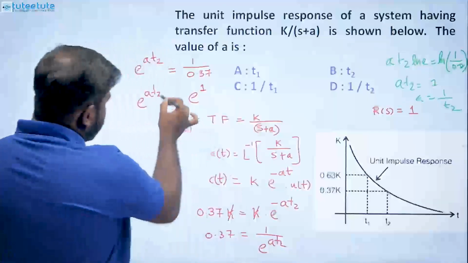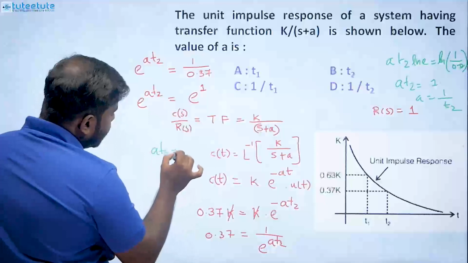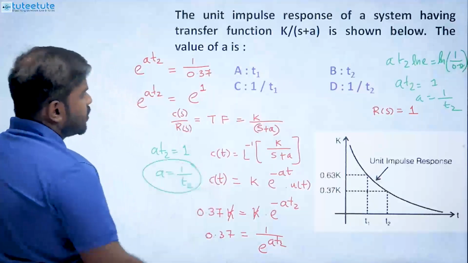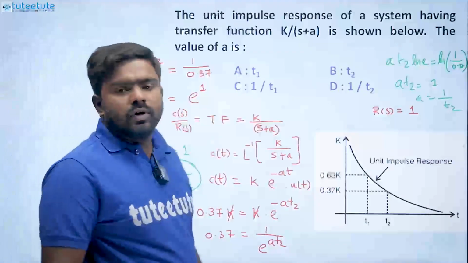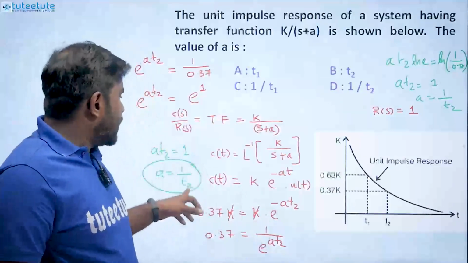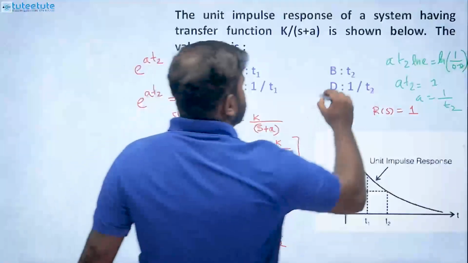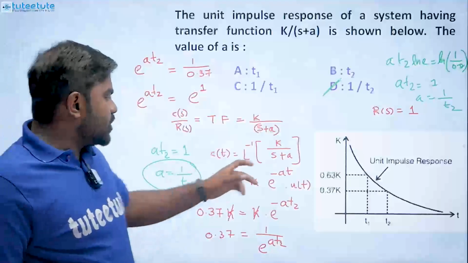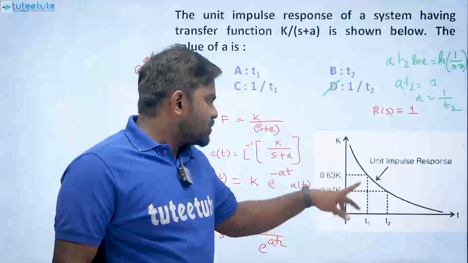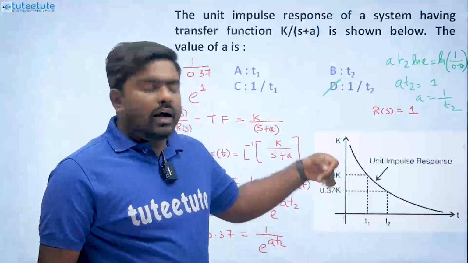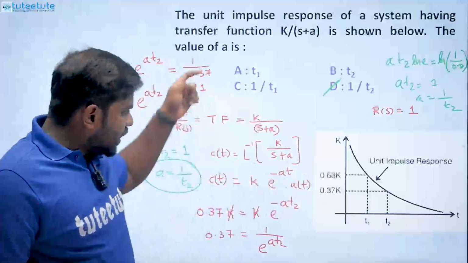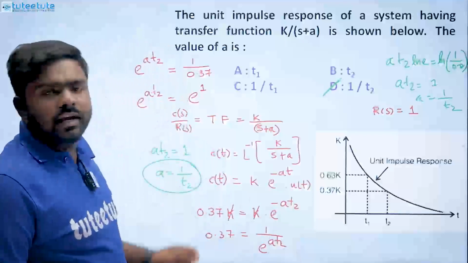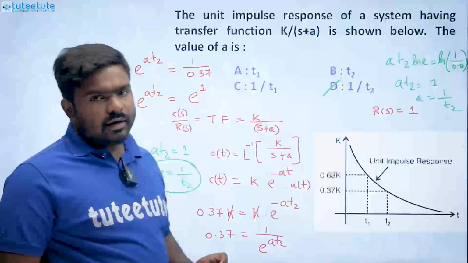So if you come over here, then A T2 equals 1. So value of A would be 1 by T2 would be the corresponding answer. Okay. So time constant A would be 1 by T2. So option D is the correct answer. Similarly, you can substitute this value. So the corresponding value will be accordingly, but that is exactly for a decaying curve. This would be one time constant. So you will get exactly like this value. Is that clear? Okay.